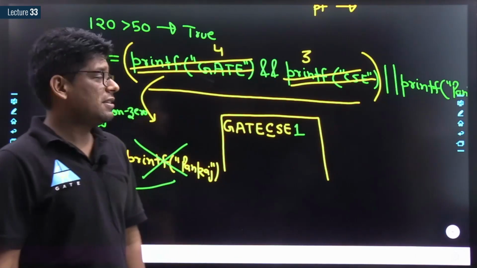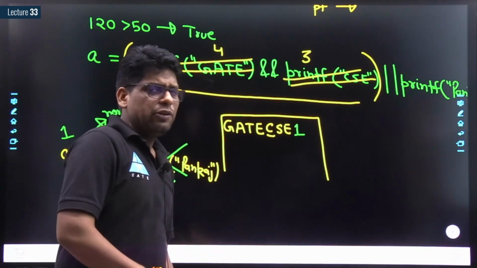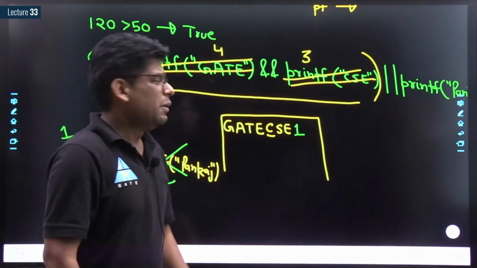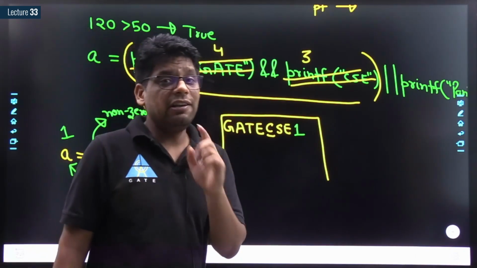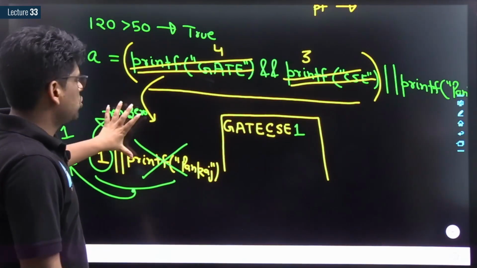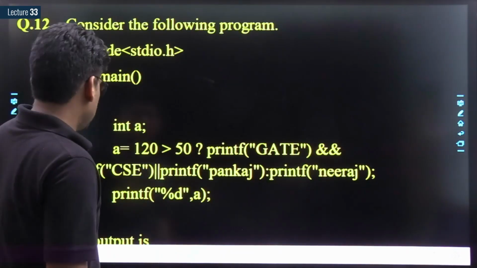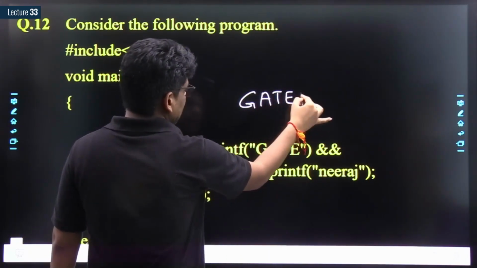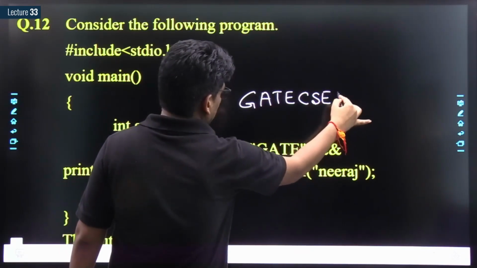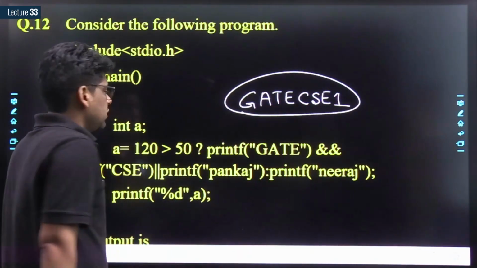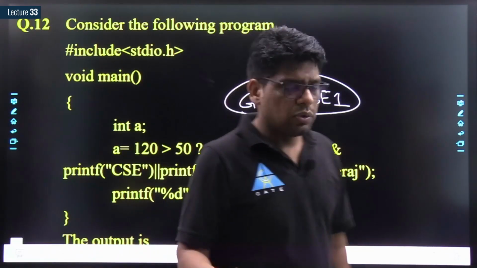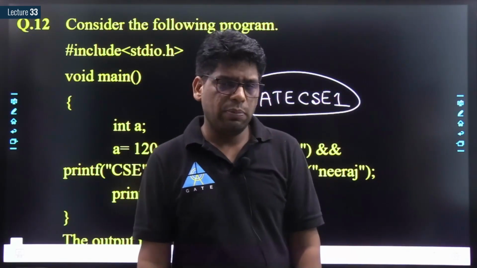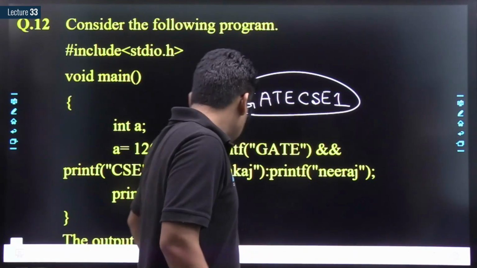GATE CSE1. This is a beautiful question based upon the ternary operator as well as short circuit evaluation, logical AND and logical OR, and even printf. I hope you get the answer. The output of this code is nothing but GATE CSE1. I hope everyone who is watching this lecture gets to know how things work in case of the ternary operator.